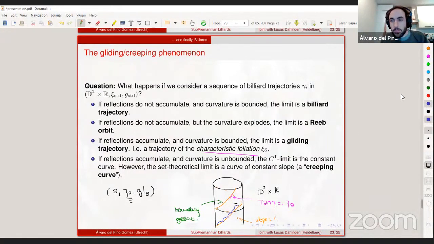Okay. However, something more interesting can happen, which is what is the analog of the Reeb phenomenon, but for the boundary, which is that, for instance, of course, you could have a trajectory that is a cylinder that is tangent to the boundary, but it doesn't reflect. It just kind of passes through it. Plop, plop, plop, plop. So this would tend to a Reeb orbit that is along the boundary. So this is a curve of slope infinity in the boundary.